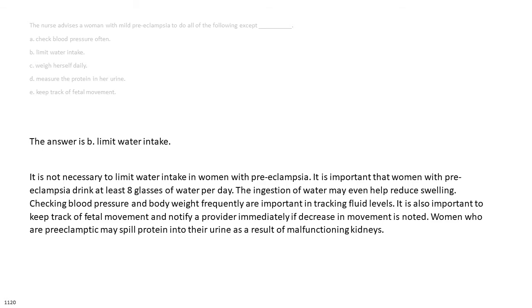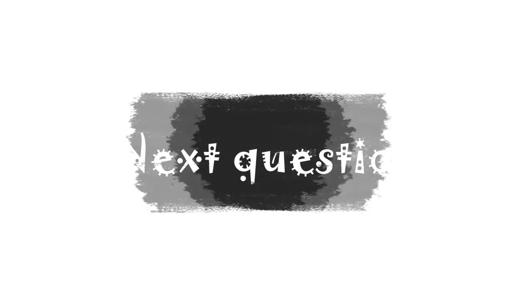It is also important to keep track of fetal movement and notify a provider immediately if decrease in movement is noted. Women who are preeclamptic may spill protein into their urine as a result of malfunctioning kidneys.